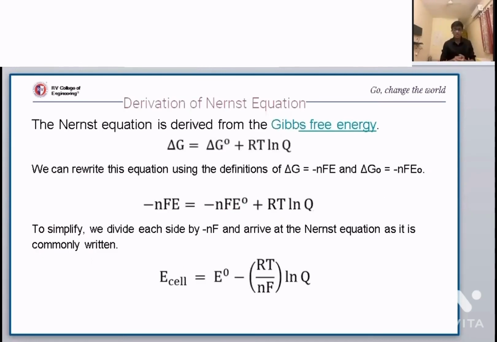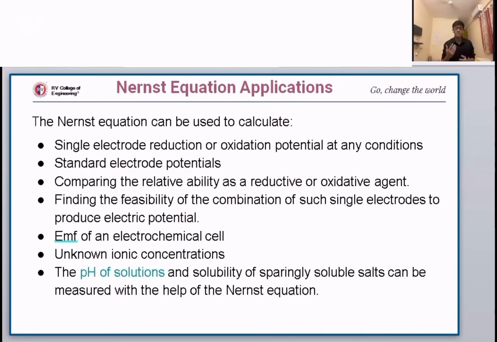Now, this is how the Nernst equation is derived. It is derived from the Gibbs free energy, that is delta G is equal to delta G naught plus RT log Q. We can rewrite this as delta G is equal to minus nFE, and delta G naught is equal to minus nFE naught. E naught is the standard cell potential, while E is the cell potential. Now, n F will get cancelled and we get E cell is equal to E naught minus RT upon nF into log Q.